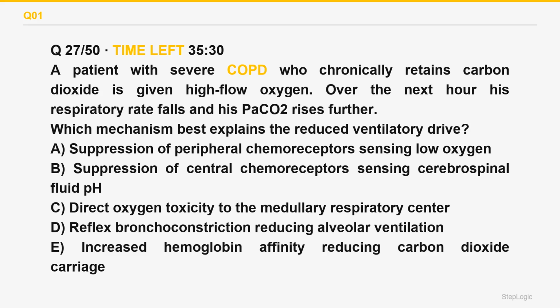A patient with severe COPD who chronically retains carbon dioxide is given high-flow oxygen. Over the next hour, his respiratory rate falls and his PaCO2 rises further. Read the command, the mechanism of the reduced drive. 2 chemoreceptor populations exist. They sense different things, and only one of them is still doing useful work in this patient.